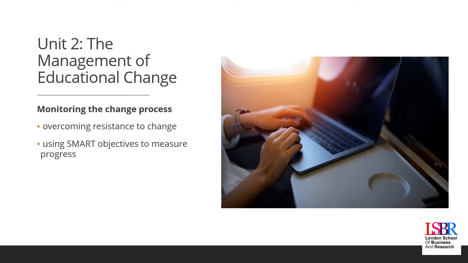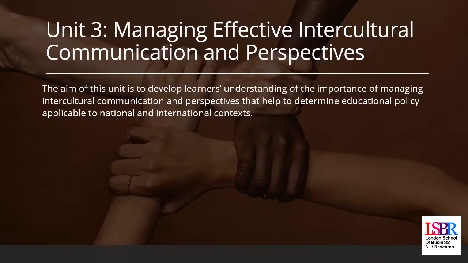Right. Having covered briefly what Unit 2 is going to be about, now we're going to transition to Unit 3. Unit 3 is on the topic of effective intercultural communication and perspectives. The purpose of this unit is to develop your understanding of the importance of managing intercultural communication and perspectives that help to determine educational policy applicable to national and international context.